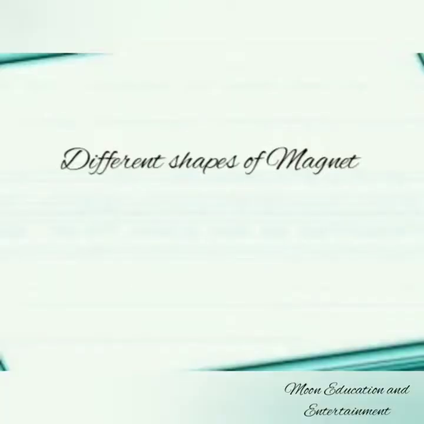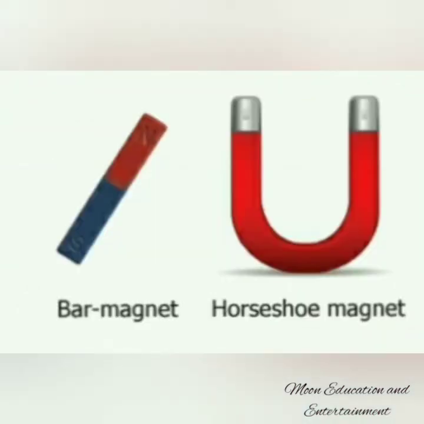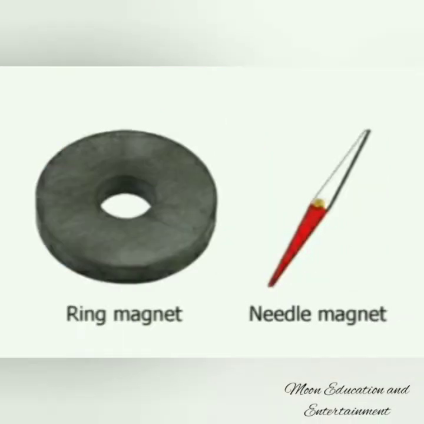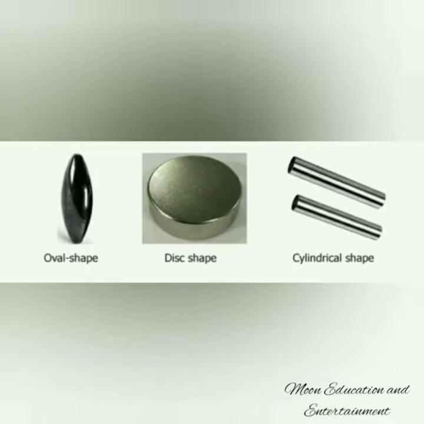Different shapes of magnet. There are several kinds of magnets which are made by man. They are also called artificial magnets. Let us see some different shapes of magnets: bar magnet, horseshoe magnet, ring magnet and needle magnet, oval shaped magnet, disc shape and cylindrical shaped magnets.